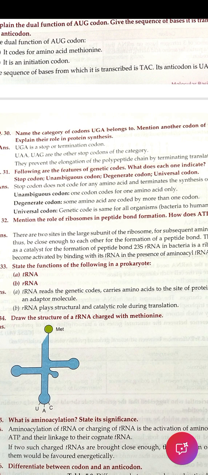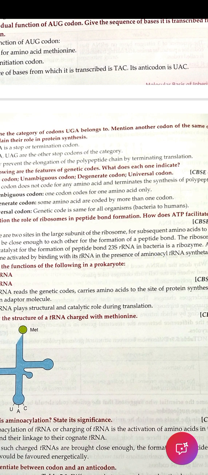And now, what is a degenerate codon? Some amino acids are coded by more than one codon. So when an amino acid is coded by more than one codon, it is known as a degenerate codon. And next, universal codon. The genetic code is the same for all organisms. This is a universal codon, for all organisms on the earth, from bacteria to humans.